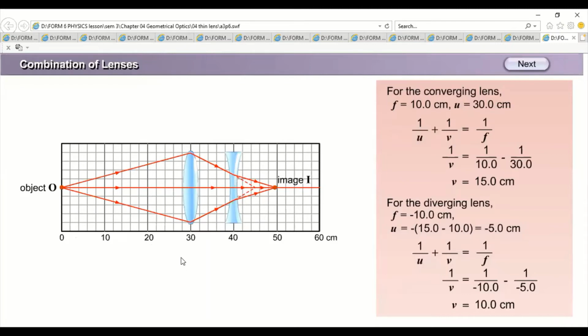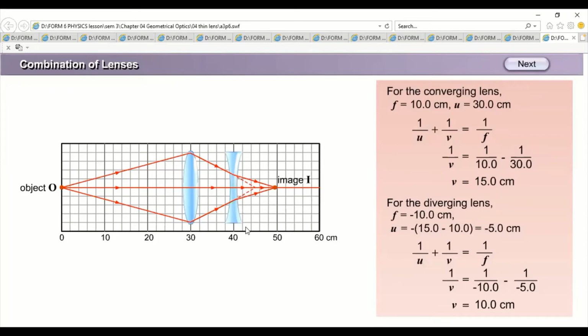Once we calculate, the image formed by the convex lens is 15 cm. This will be the image. And for the diverging lens, the image formed by the converging lens becomes the object for the concave lens. That means this object for the concave lens is virtual.